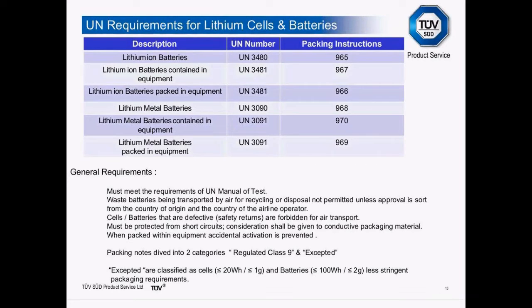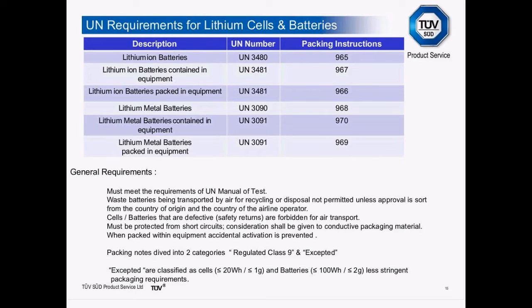Also, the battery or the cell must be protected from short circuits. So this could be within the actual battery pack itself, but also the material. It must be securely packed in packing material, and consideration must be given to the fact that this must not be conductive packaging material.